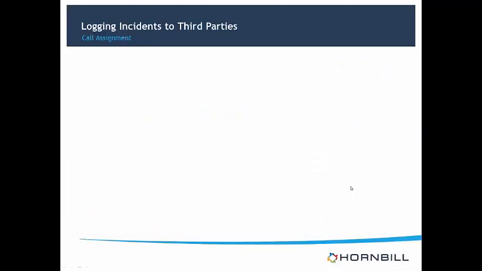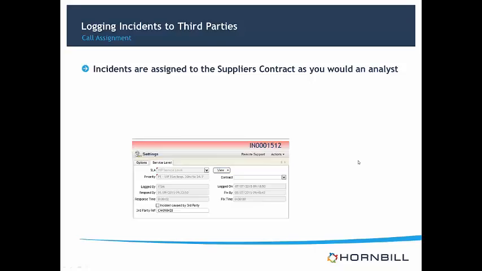So the key functionality when you've set up third-party contracts is actually being able to assign incidents to third party and have them deal with it. Now, they're not going to log in and actually use your service desk, but it gives you that ability to almost move it out of the way of the analyst queue and pop that in there. So we do it in the same way as we would do when assigning it to an analyst ourselves.